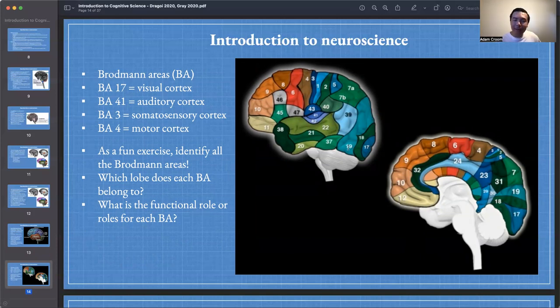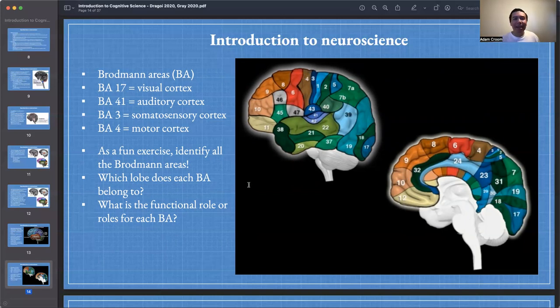And although in the last slide we saw that the temporal lobes are the home of primary auditory cortex, we also see that BA41, we can identify that area right here with BA41, okay, auditory cortex. BA3 is somatosensory cortex, and then BA4 next door, but a little bit more forward, right? Going into the frontal lobe, we have motor cortex, okay?